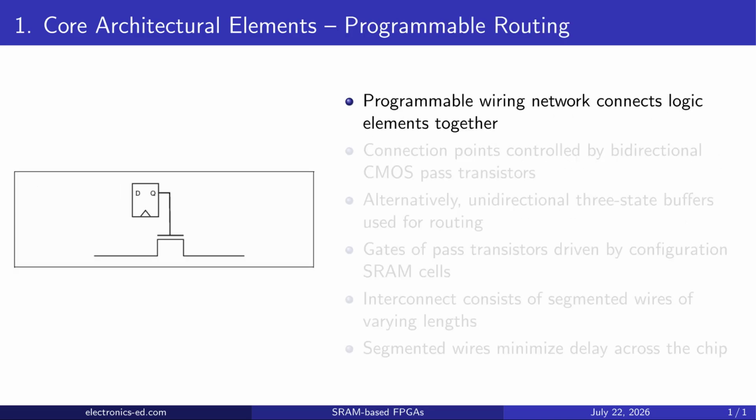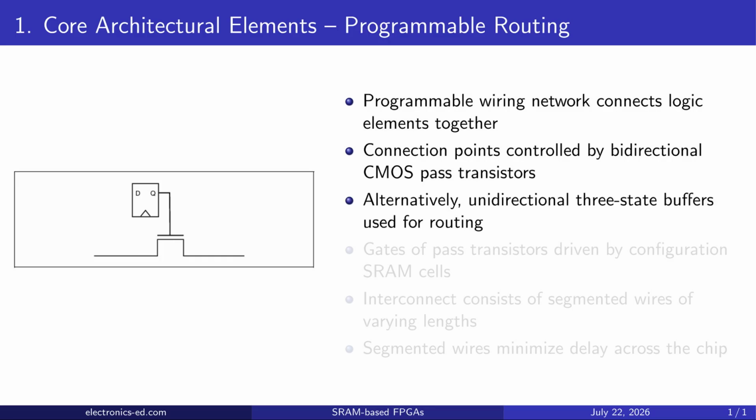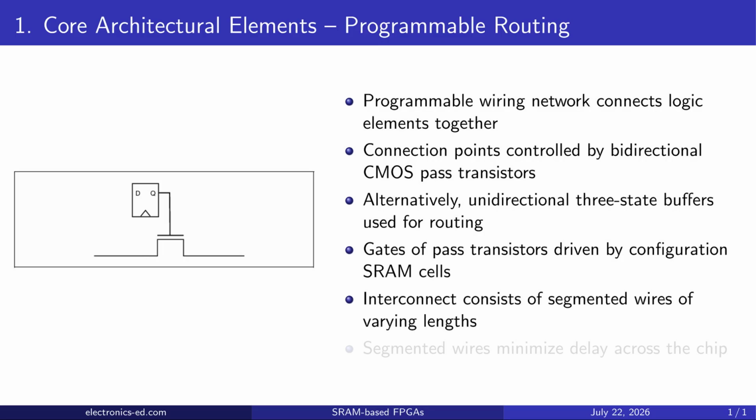A programmable wiring network connects the logic elements together. Connection points are controlled by bidirectional CMOS pass transistors. Alternatively, we can use unidirectional 3-state buffers for routing. The gates of pass transistors are driven by configuration SRAM cells. The interconnect consists of segmented wires of varying lengths. These segmented wires help minimize delay across the chip.